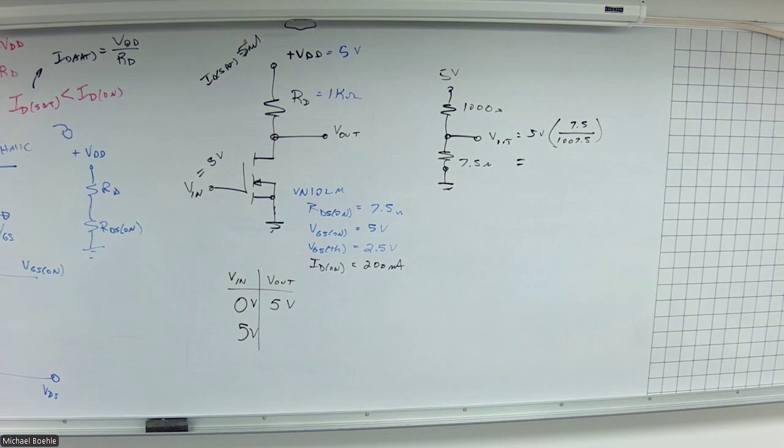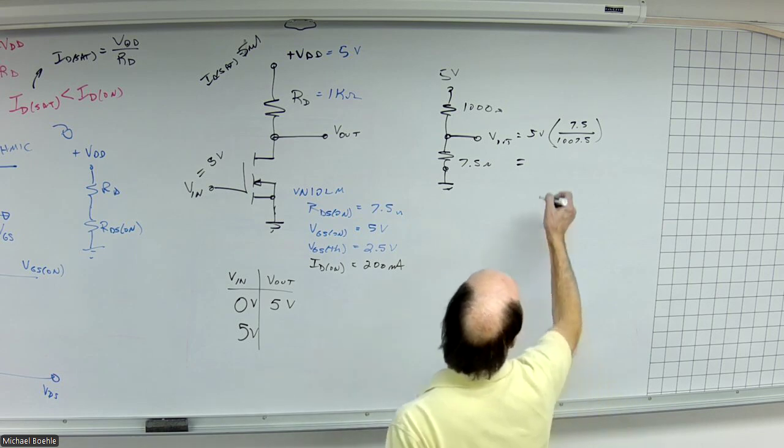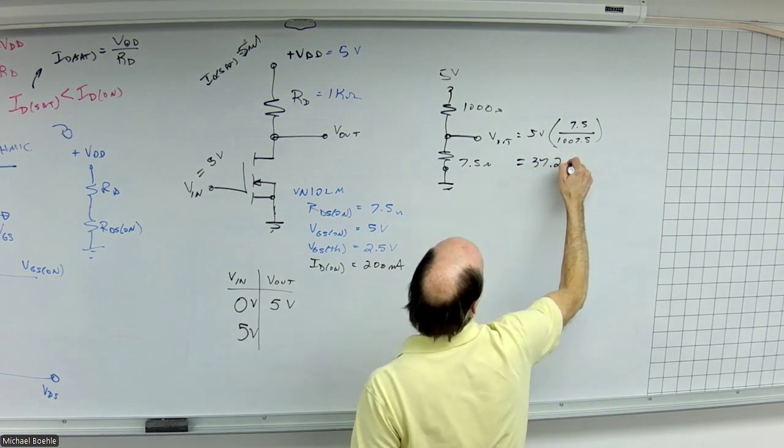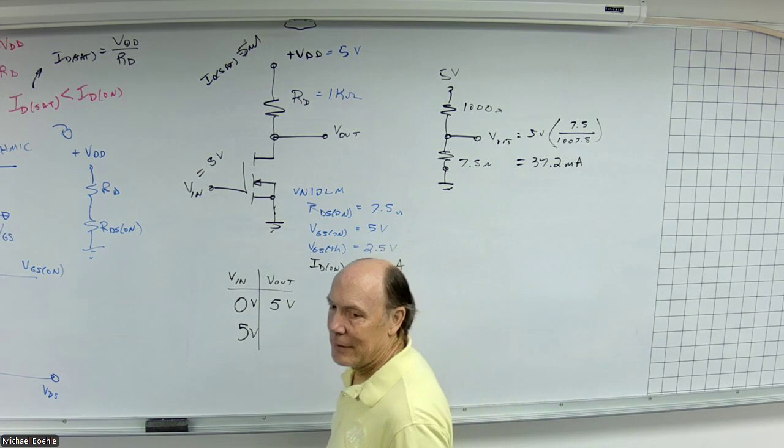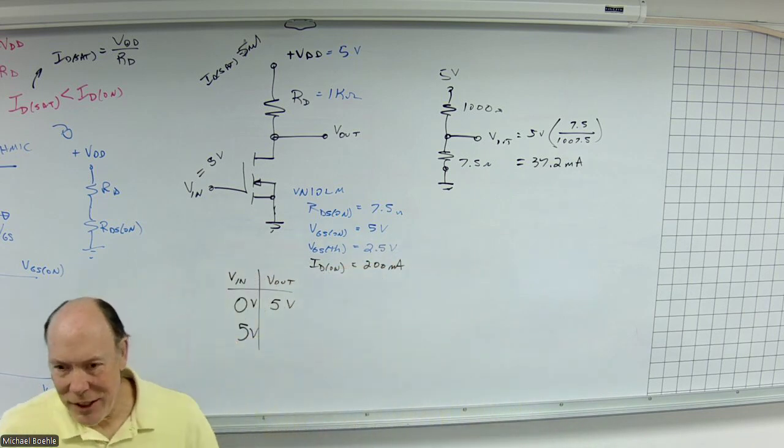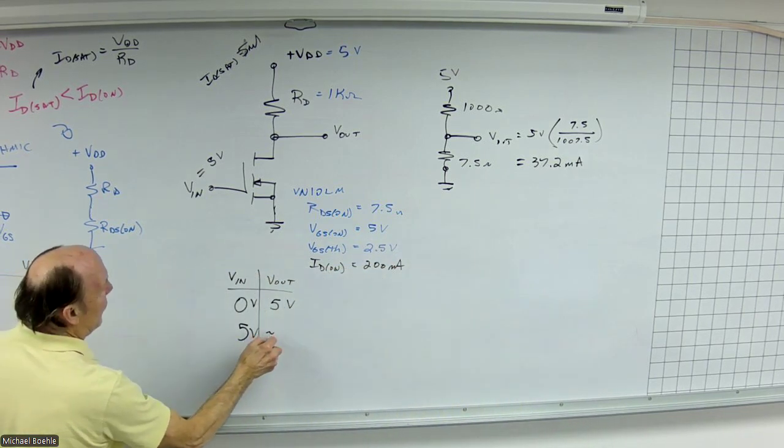Math here real quick. So we got, there you go, 37 millivolts. About 37.2 millivolts. Not quite 0, but you know what? Close enough.